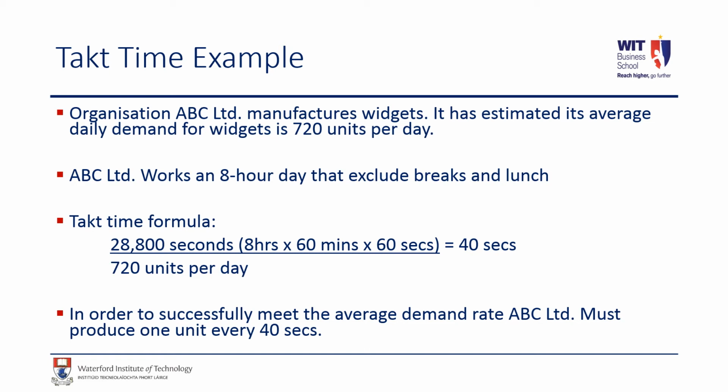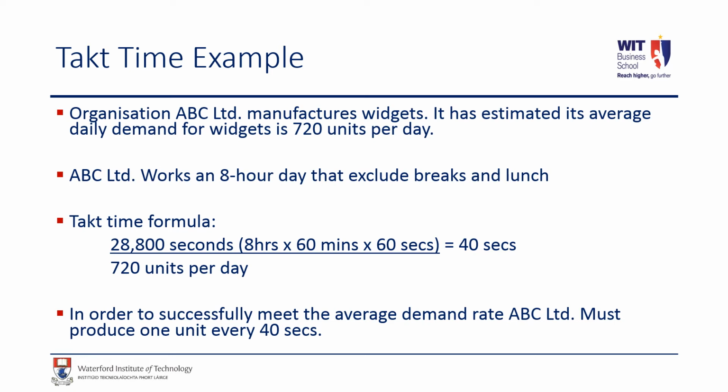And then below the line, we've got our average daily demand. So it's the amount of time available divided by the average daily demand. In this case, the average daily demand is 720 units per second. Oh, sorry, per day. 720 units per day. So if we look at that, 28,800 seconds, and then divide it by those 720 units per day, we've got to make 1 unit every 40 seconds to meet that daily demand.